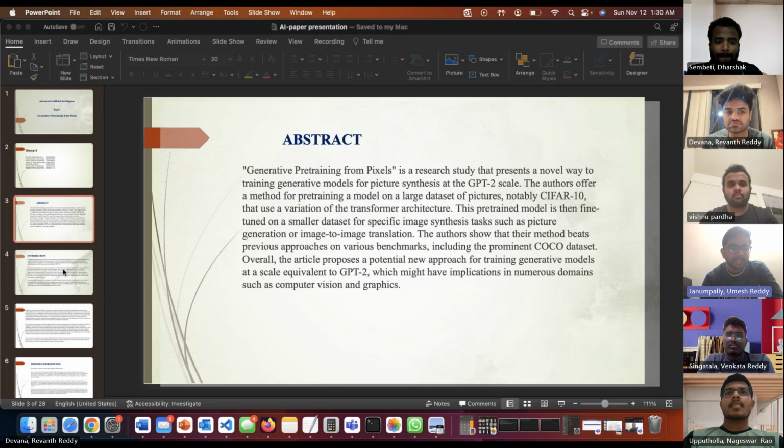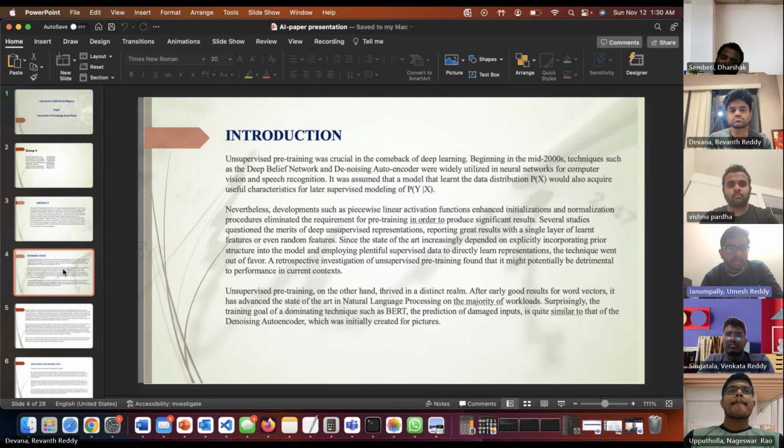Moving on to the next slide, the introduction. Unsupervised pre-training was crucial in the comeback of deep learning. Beginning in the mid 2000s, techniques such as the deep belief network and the denoising autoencoder were widely utilized in neural networks for computer vision. There were also developments such as piecewise linear activation functions, which enhanced initialization and normalization procedures and eliminated the requirement for pre-training in order to produce significant results.